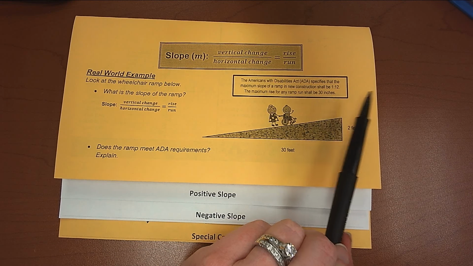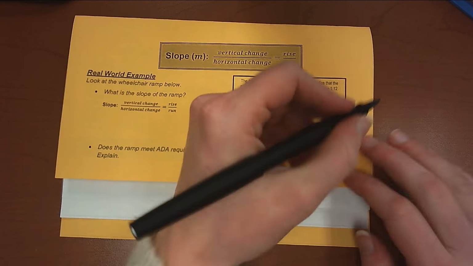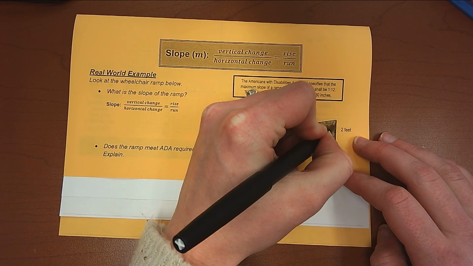So we're going to look at the wheelchair ramp here. And the first thing we're going to do is find the slope of this ramp. And remember that slope is the vertical change over horizontal change, or rise over run. So in this case, the vertical change is rising 2 feet. The horizontal change, the run of this, is 30 feet.